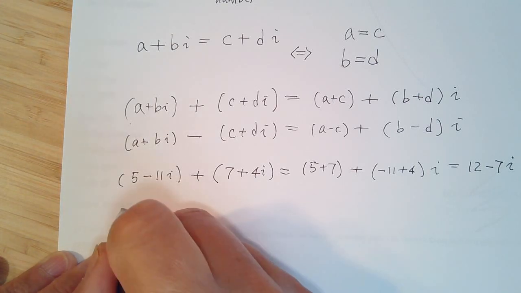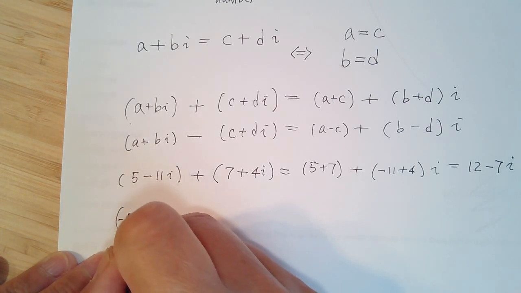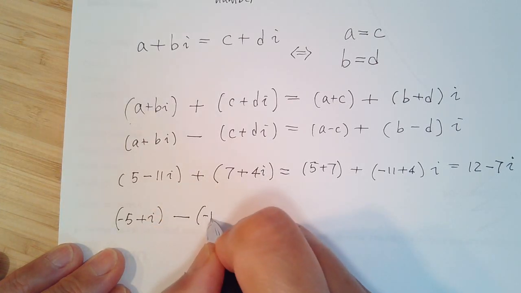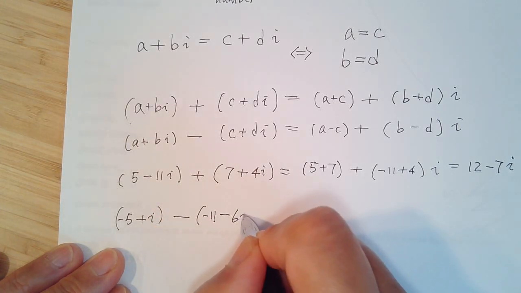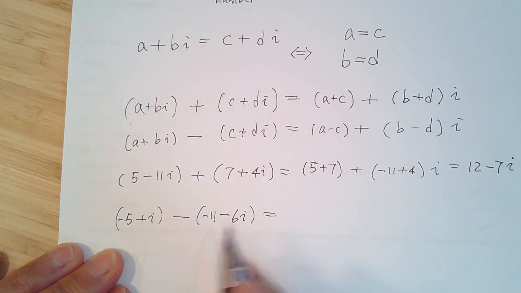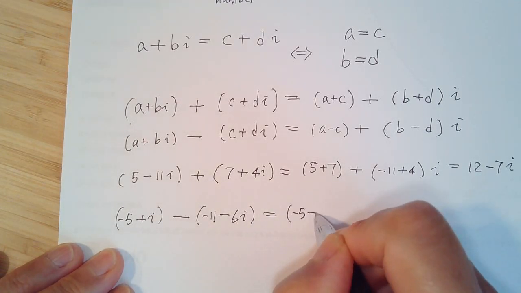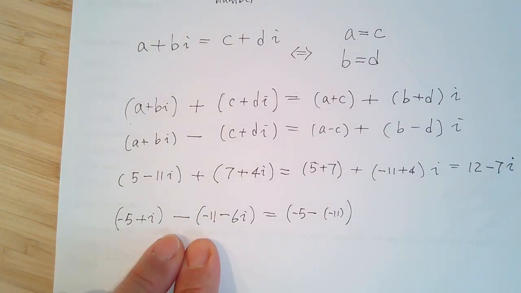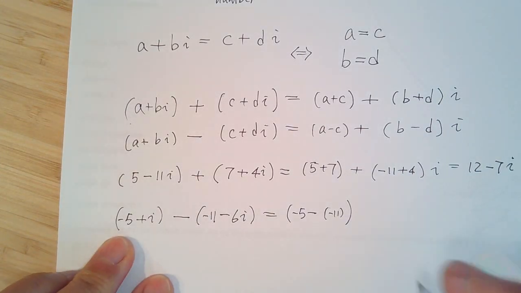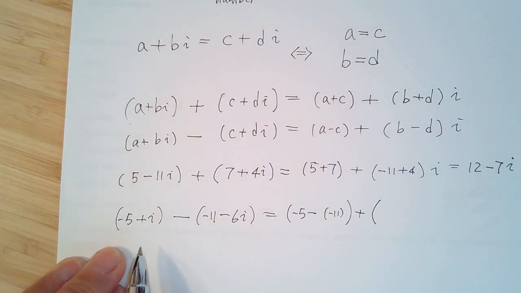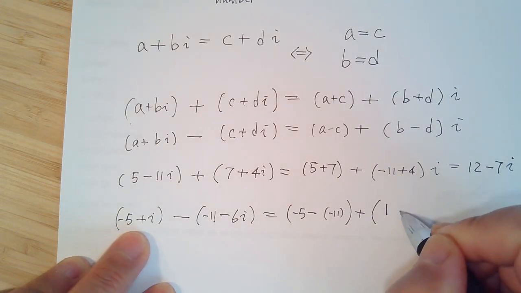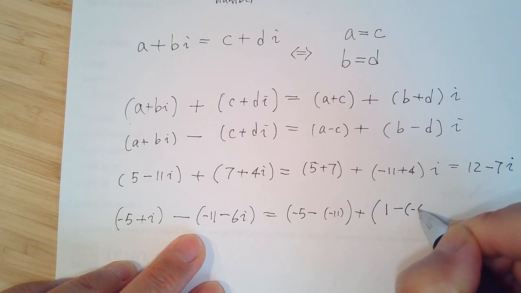Not bad. One more. Negative 5 plus i minus negative 11 minus 6i. Okay, the real works with the real, so that's negative 5 minus negative 11. That's real, real, and here's minus. That goes here. And then the next one, when there's nothing before i, which is 1i, you don't need to write that 1, so you just write i. So here, therefore, here's 1, and then minus negative 6i.